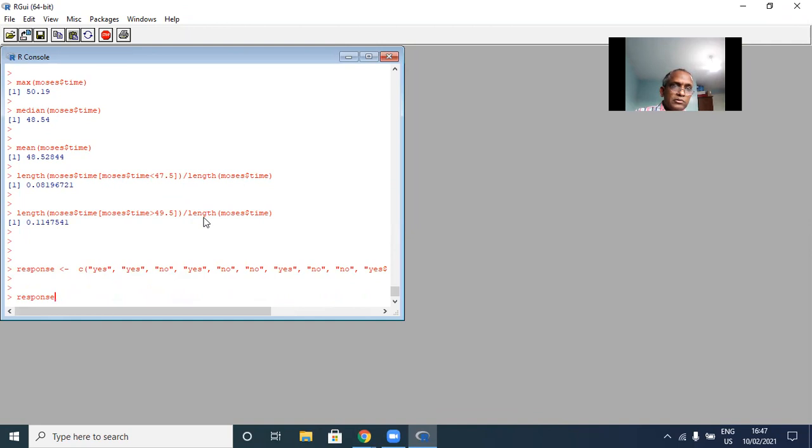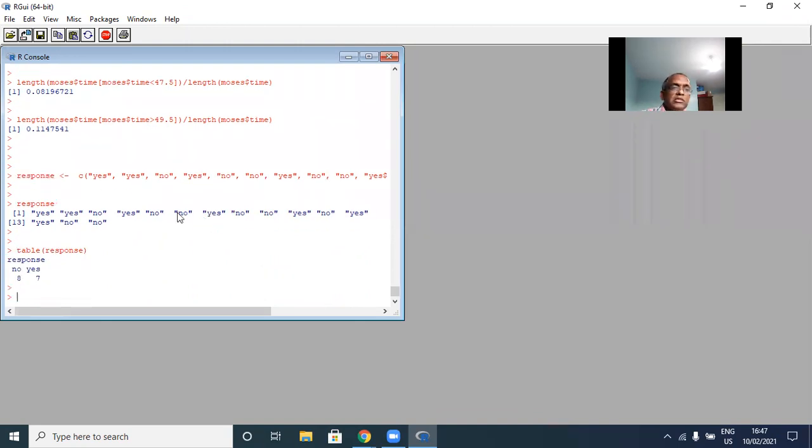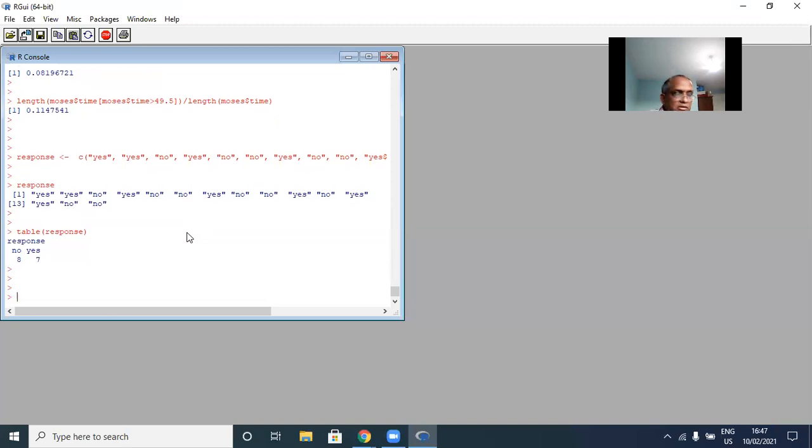If you type response, you will see these are the data that I just typed. Now, a simple way to summarize the data is to use the table command. What this command tells you is that eight people said no, and 7 people said yes. So it's a summary of categorical data. Now, another way of representing categorical data is to use the factor command. It's used like this.